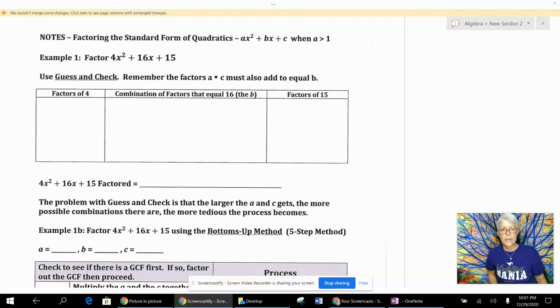Hey guys, we're going to continue factoring quadratic equations, but this time a is going to be greater than 1, so it's going to change things up a little bit. When a is greater than 1 is when the guess and test method gets very difficult and somewhat time consuming.